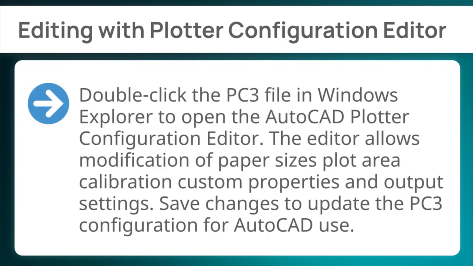Next, editing with the plotter configuration editor. Double-click the PC3 file in Windows Explorer to open the AutoCAD plotter configuration editor. The editor allows modification of paper sizes, plot area calibration, custom properties, and output settings. Save changes to update the PC3 configuration for AutoCAD use.